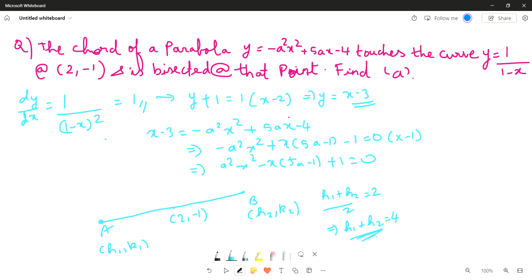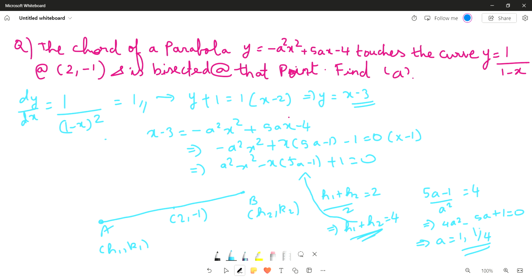But what is this h1 plus h2? This h1 plus h2 is the sum of the roots of this equation, right? In a quadratic equation, what is the sum of the roots formula? It is minus b by a, that is the negative of the coefficient of x divided by the coefficient of x square. So if I apply that, I will get (5a minus 1) by a square equal to 4. If I simplify this, I will get 4a square minus 5a plus 1 equal to 0. So the roots of this equation are a is equal to 1 and 1 by 4. So we got the values of a to be 1 and 1 by 4.